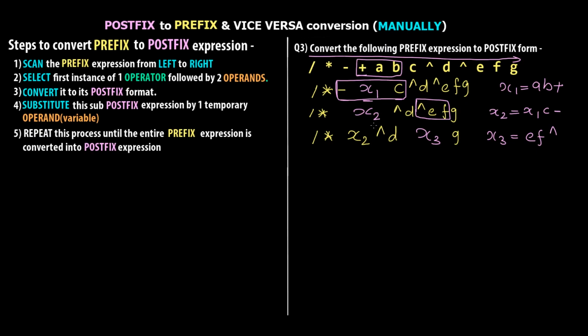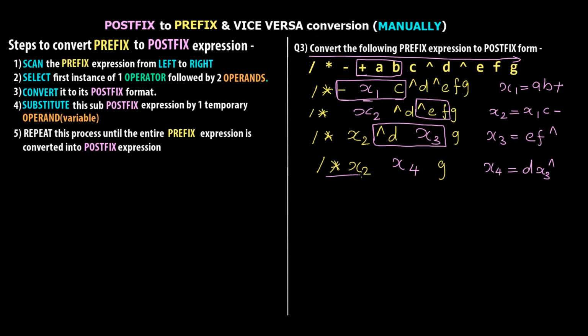So now the next pattern of one operator followed by two operands is this one, that is raised to d and x3. So we'll convert it to postfix. Everything else is going to be as it is. So divide by star x2, but then we have d x3 and raised to, because raised to now comes at the end of these two operands, and then we'll write g as it is. Then we'll say x4 equals d x3 raised to. Substitute that over here itself. So we get x4. This is x2.